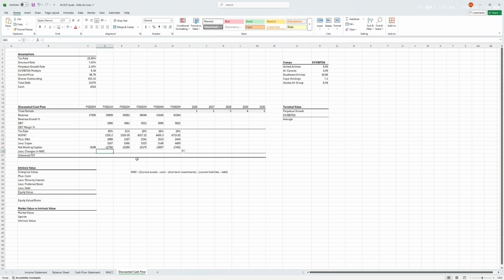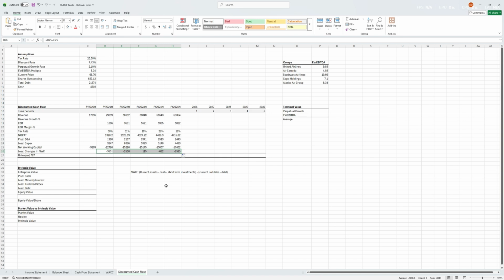So now we're going to do our changes in net working capital. This is the part that's actually going to come into account for our unlevered free cash flow calculation. This is just going to be current net working capital minus previous net working capital. That's why we grab the 2020 figure right here. You can grab that, drag that over, and then boom.